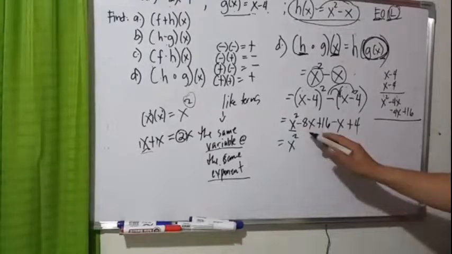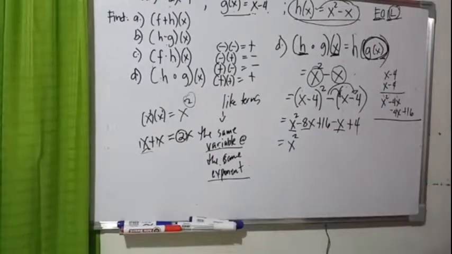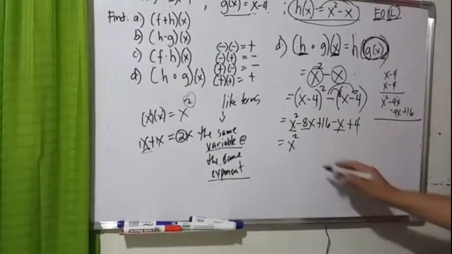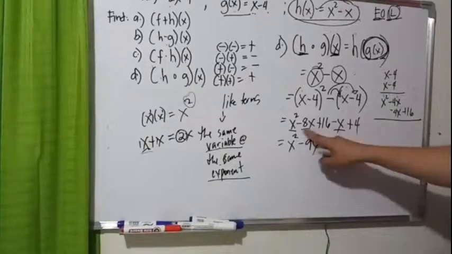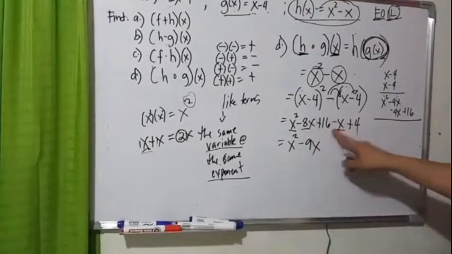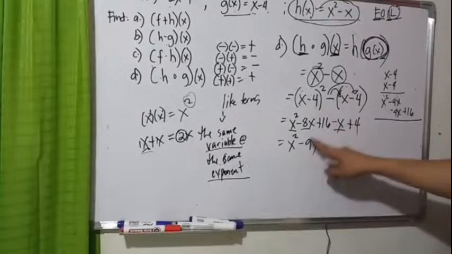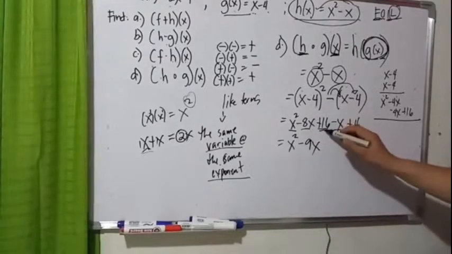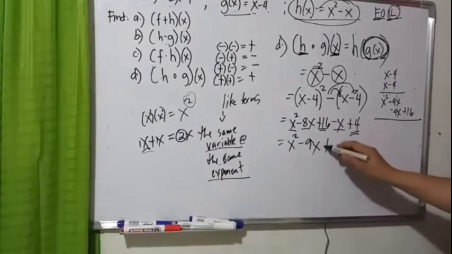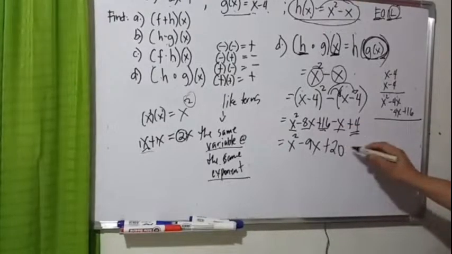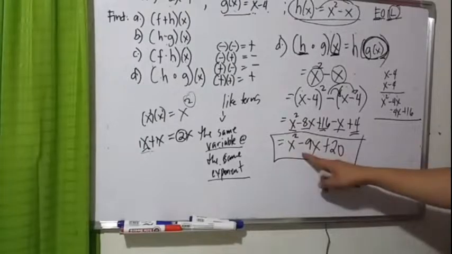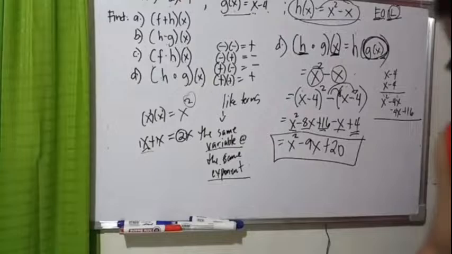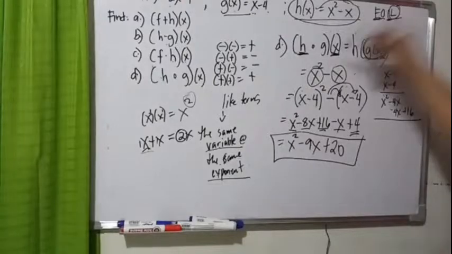Negative 8x and negative x, so that is negative 9x. Negative 8 minus 1, that is negative 9. Then copy the variable. Then positive 16 plus 4, that is 20. So this is our final answer: x squared minus 9x plus 20 for the composition of functions.